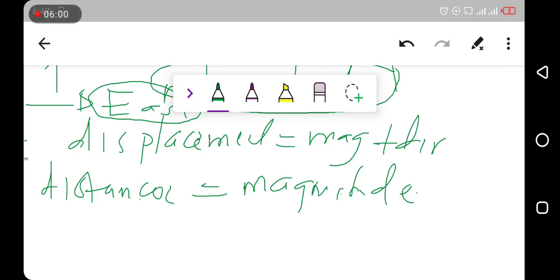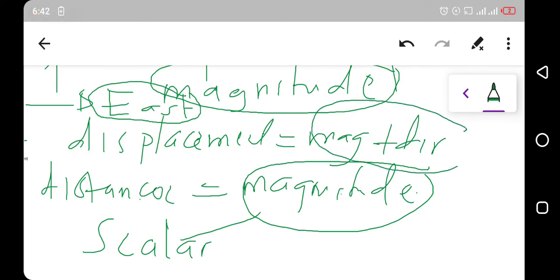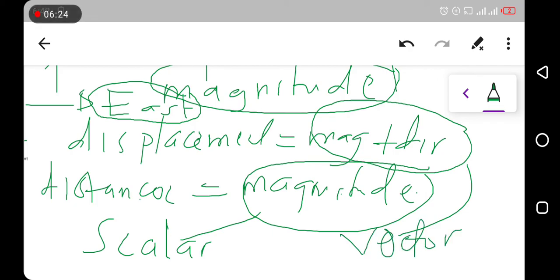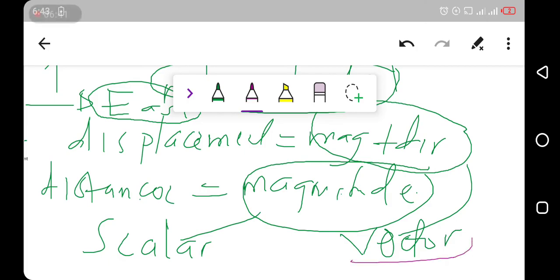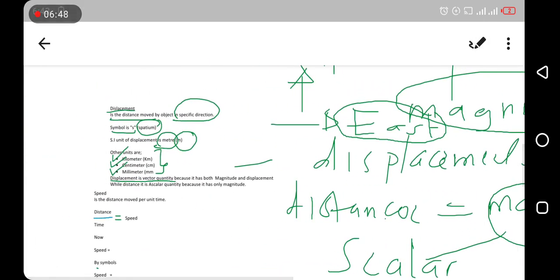A quantity which has only magnitude is called a scalar quantity. And a quantity which has both magnitude and direction we call a vector quantity. Tukiwa na physical quantity yoyote ambayo ina ukubwa peke yake tunaiita scalar quantity, na tukiwa na physical quantity yoyote ambayo ina ukubwa na direction, basi physical quantity hiyo tunaiita vector quantity. Kwa hiyo displacement ni vector quantity na distance ni scalar quantity.